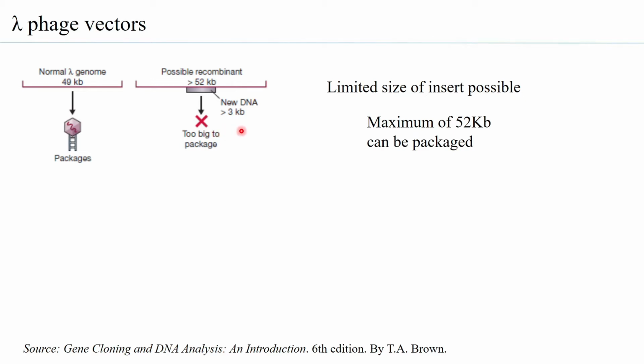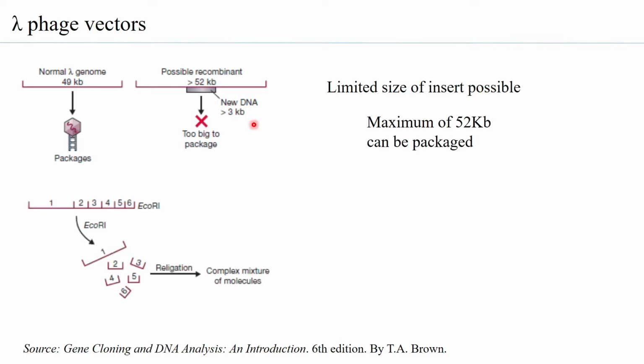So the gene insert size while using a normal lambda genome is only 3 kb, which does not make the lambda DNA or the lambda phage an attractive or a useful vector. So therefore, some modifications have to be carried out in order to increase the size of insert that is possible.